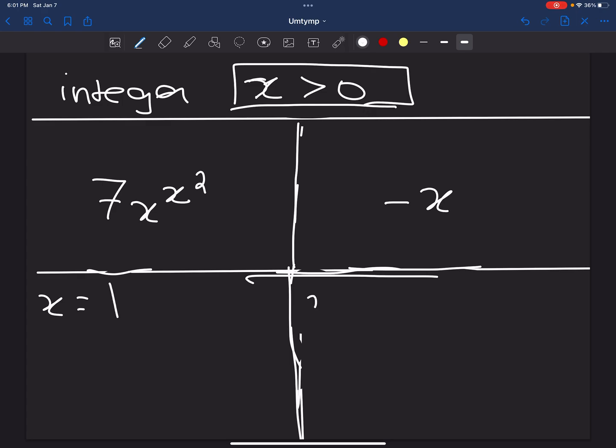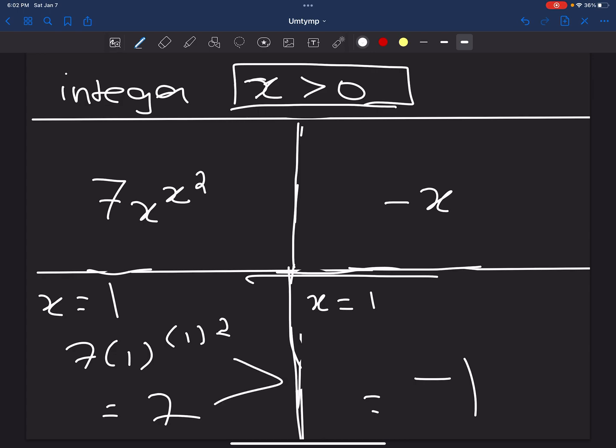So 1. We're just gonna use 1. So for b, it's -1, and 7 to the power of 1. 7 times 1 to the power of 1 to the power of 2 is just equal to 7. So a is greater than b. A is the right answer. But what's the proof? That brings us to our other way of really doing it. It's not really a proof, but it's better than the first one.